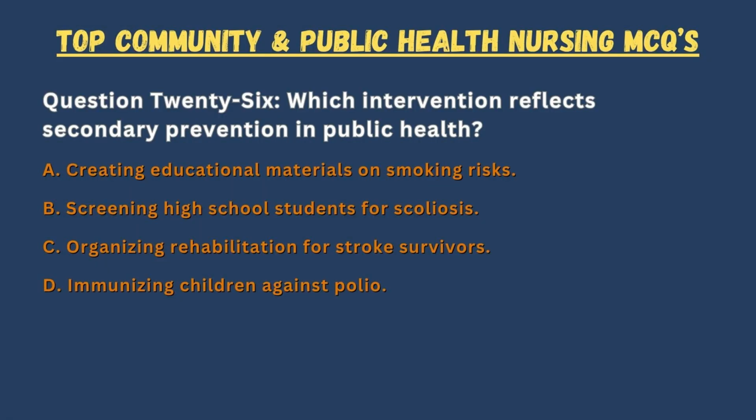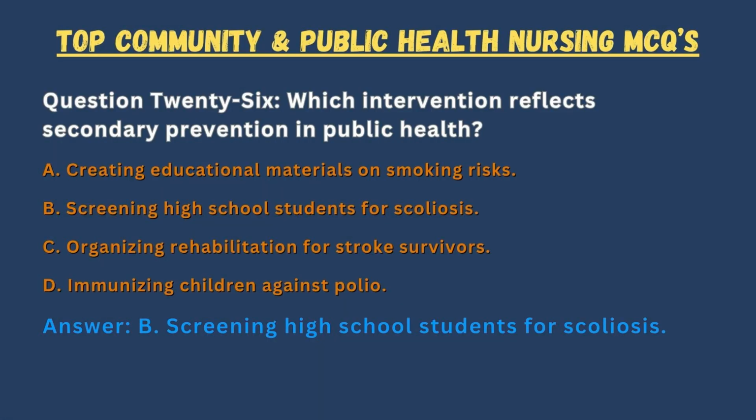Question 26. Which intervention reflects secondary prevention in public health? A. Creating educational materials on smoking risks. B. Screening high school students for scoliosis. C. Organizing rehabilitation for stroke survivors. D. Immunizing children against polio. Answer: B. Screening high school students for scoliosis.